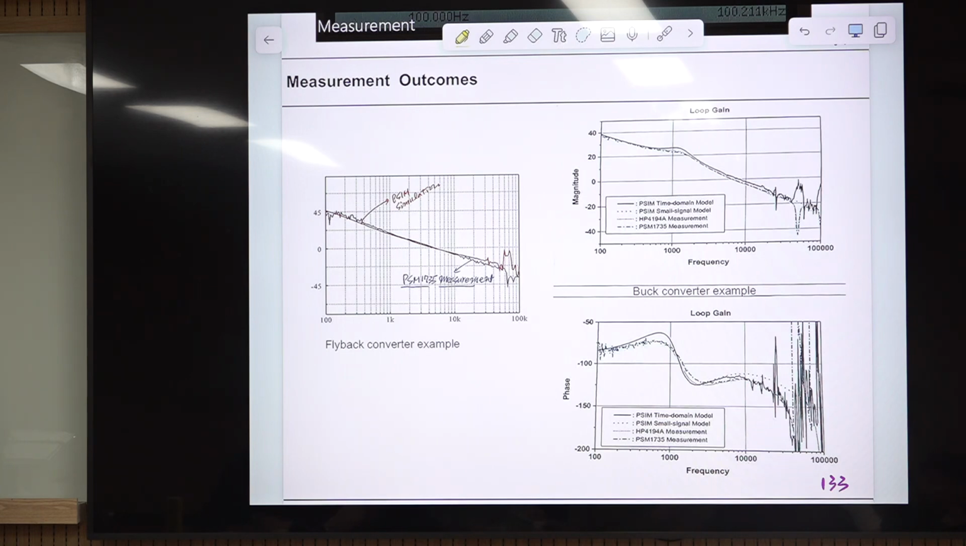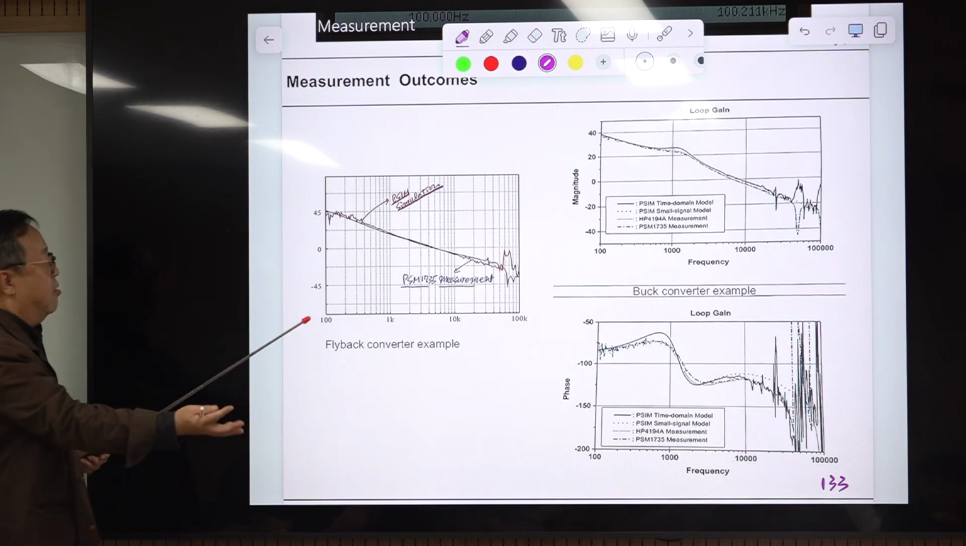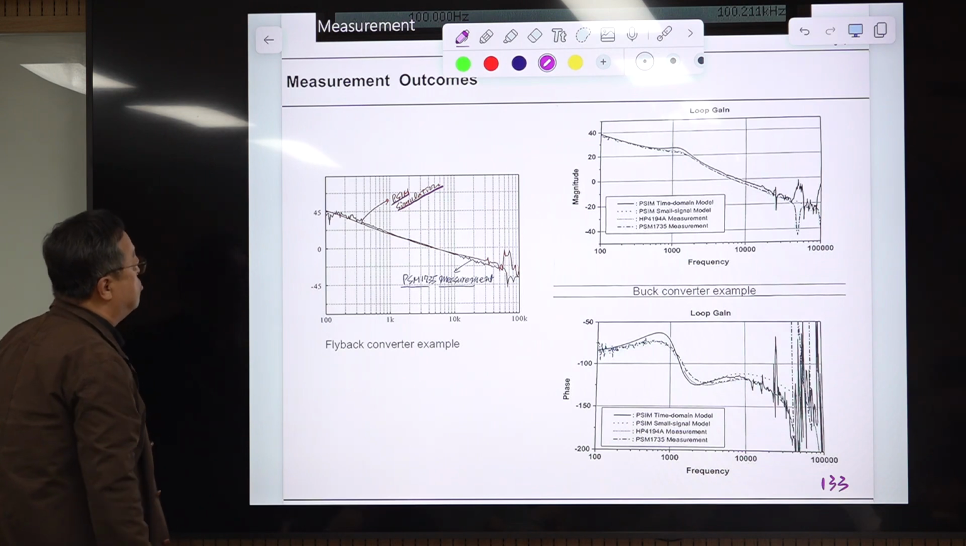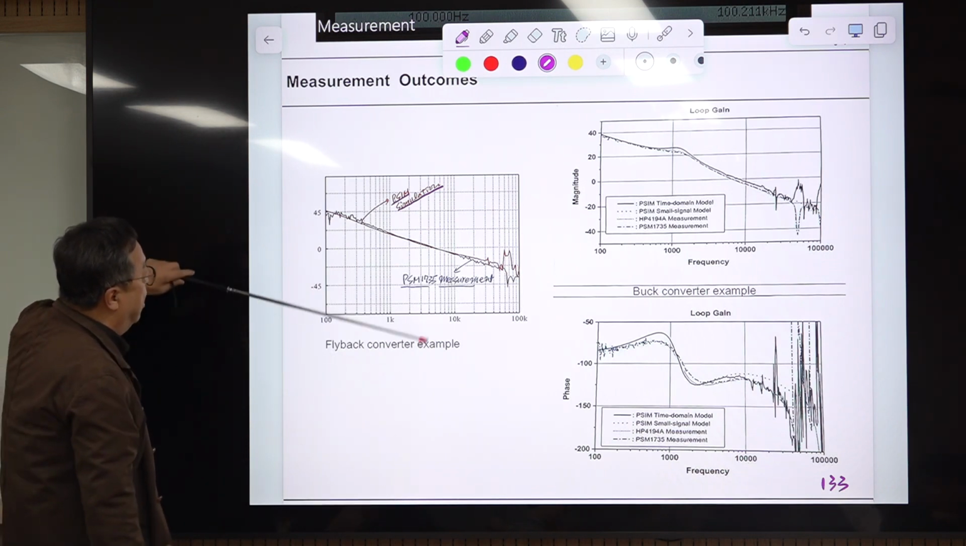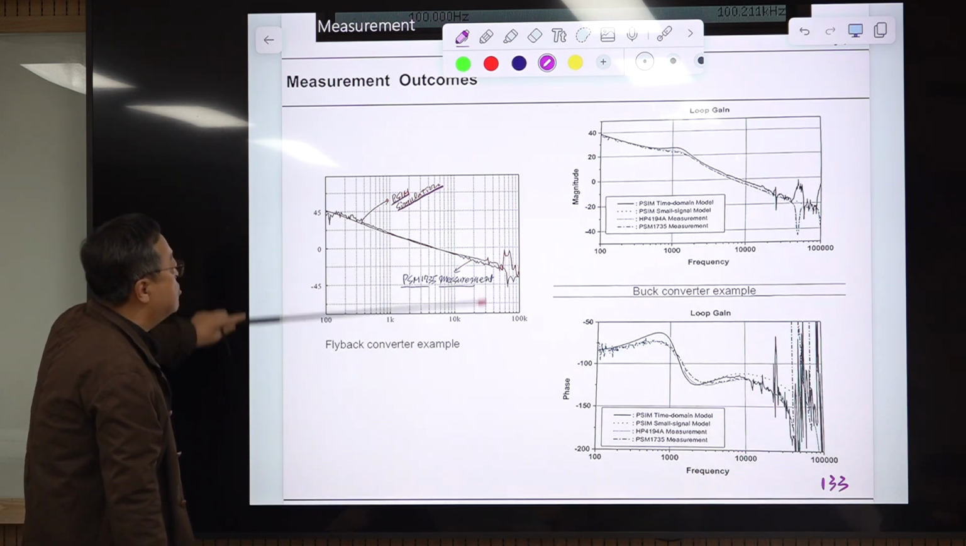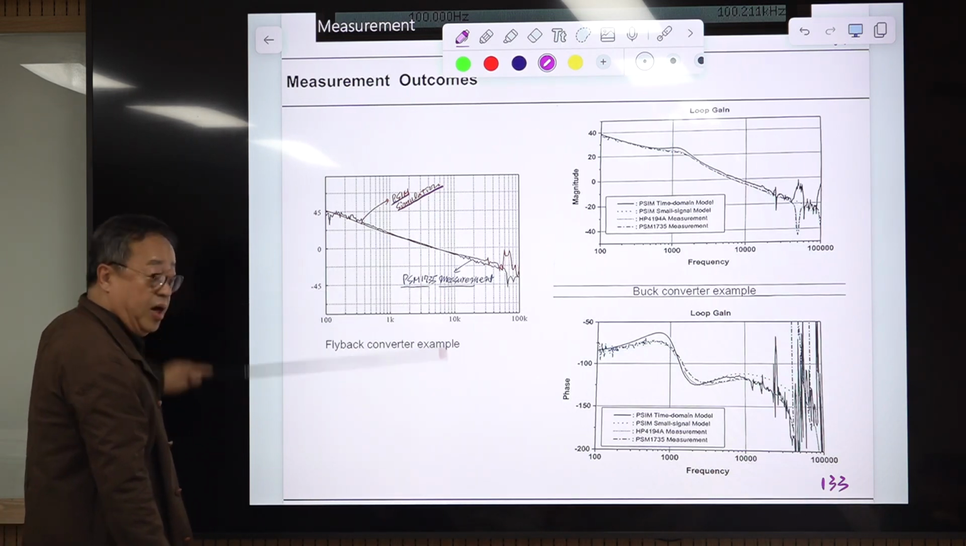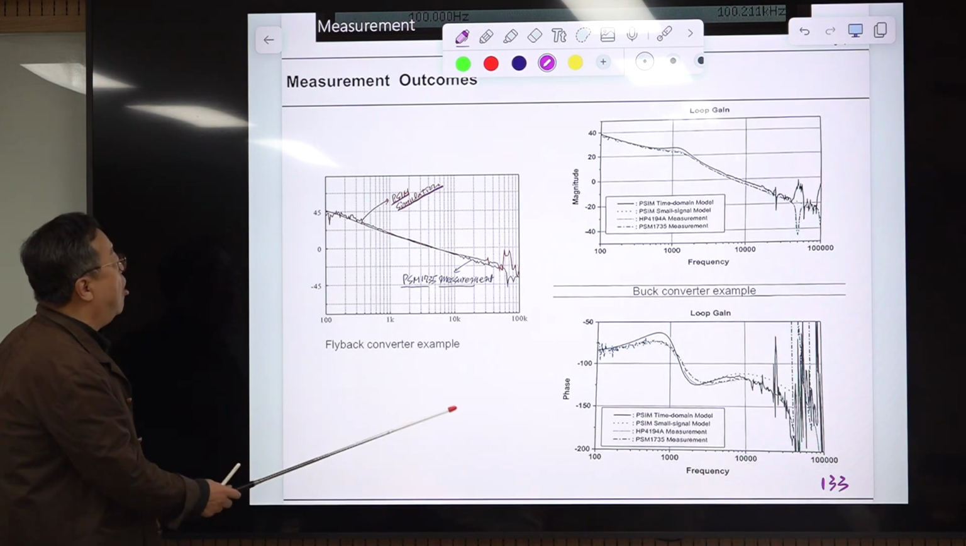Okay, but there are two things. One is this is the PSIM simulation. Simulation means computational method using the time domain simulation that the frequency response can be obtained. That is, PSIM simulation means computational method using PSIM software, and this black curve is the measurement result using the PSM 1735 impedance analyzer. So they are about the same.